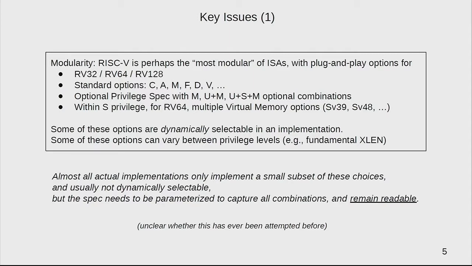So one key issue is modularity. As Krste mentioned in his talk right at the beginning, it's perhaps the most modular of ISAs. It's like a Lego set of different options that you can choose, picking which options you want in plugging together your particular configuration within this ISA. So you can see listed up there in the bullets a bunch of different choices that one can make in a particular implementation.